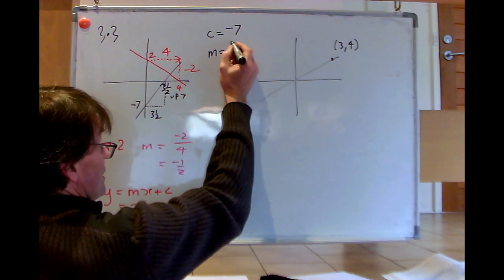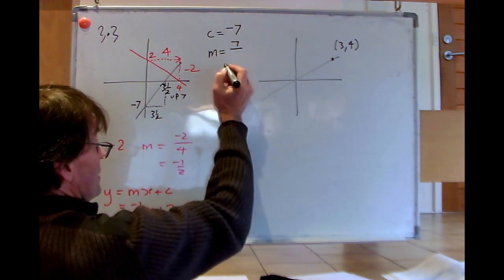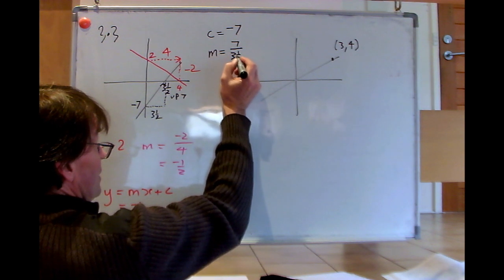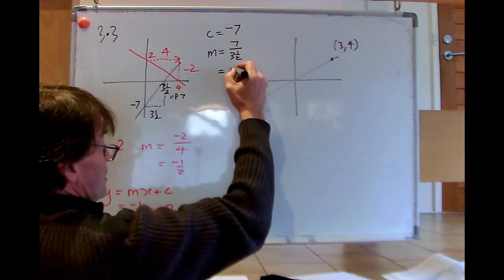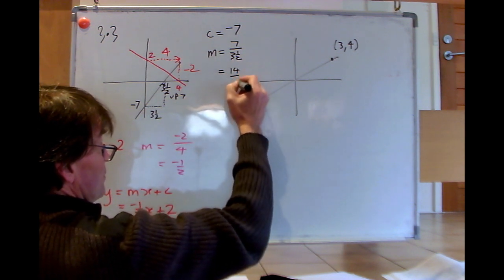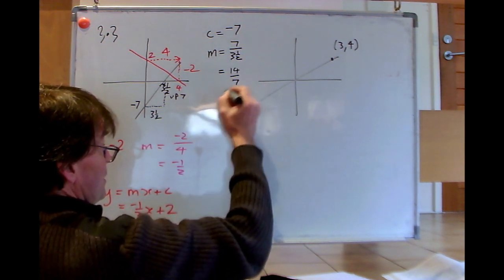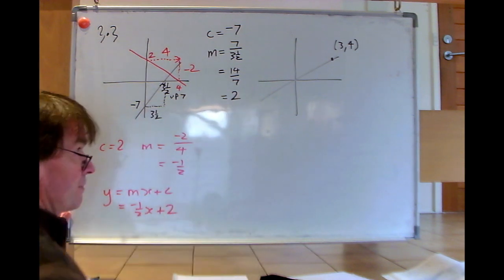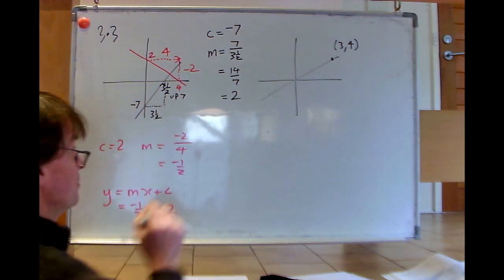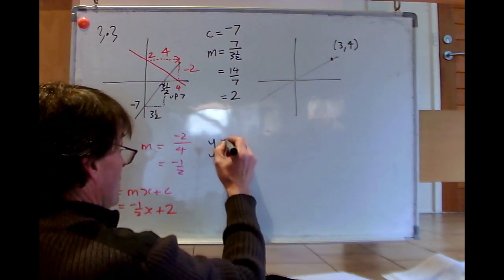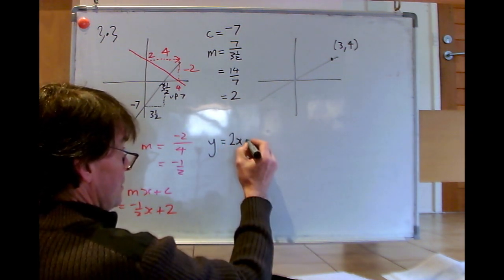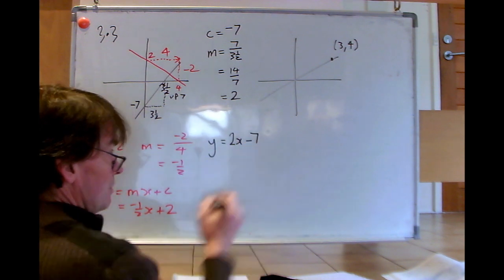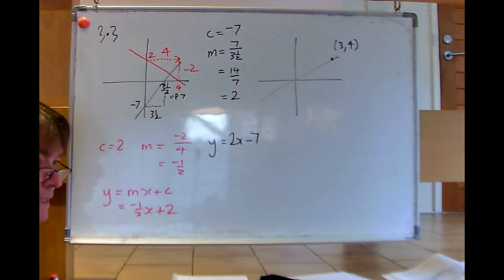M is the rise over the run. 7 over 3.5, which is my double top and bottom. That's 14 on 7, which is equal to 2. Y equals mx plus c, plus negative 7, or I can just write take away 7.